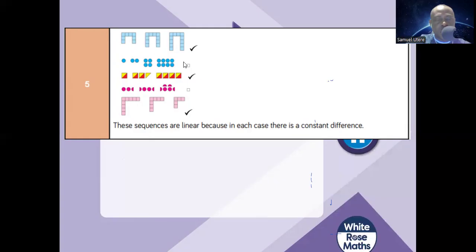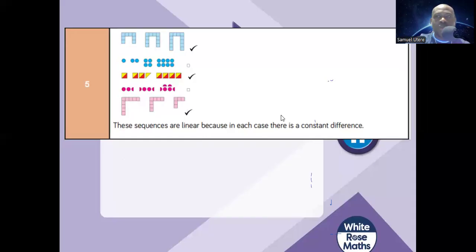So let's check this one. We have 1, 2, 3, 4. 1, 2, 3, 4. Then we have 4 there. That's 12. So we're going up by the same amount every time. This one is the same thing. We're going up by the same amount every time. So these sequences are linear because in each case there is a constant difference.